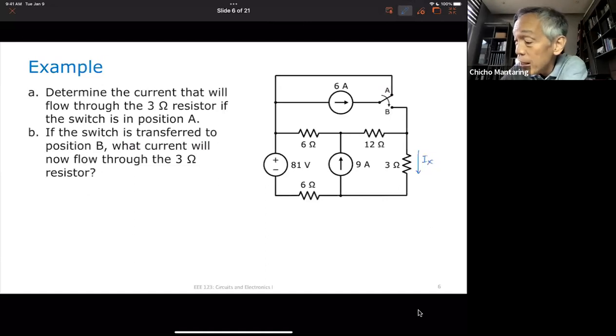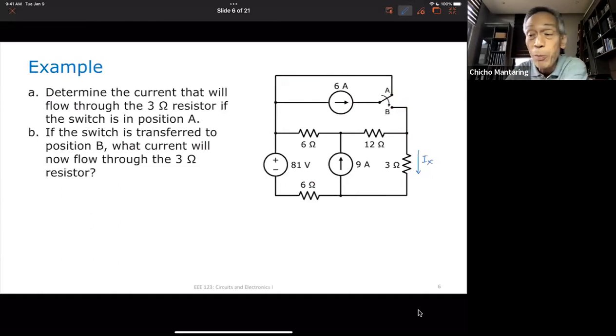If our switch is in position A, this 6 amperes of current will just be circulating in this particular loop. None of this current will flow here, because if it flows there, it does not have a path to go back up. In other words, this part of the circuit is like a floating circuit. So when the switch is in position A, the 6 amperes has no effect on I sub X. In position A, only these 2 sources contribute to I sub X.